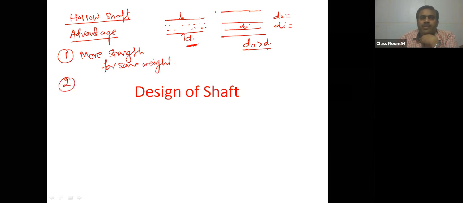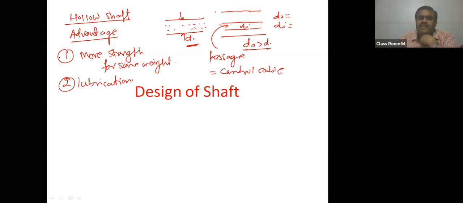Number two, the hollow shaft has an inner diameter, so this part is hollow. This passage can be used for control cables or for lubrication purposes. So this passage can be used for lubrication or for providing some control cables in that space. So these are some advantages.